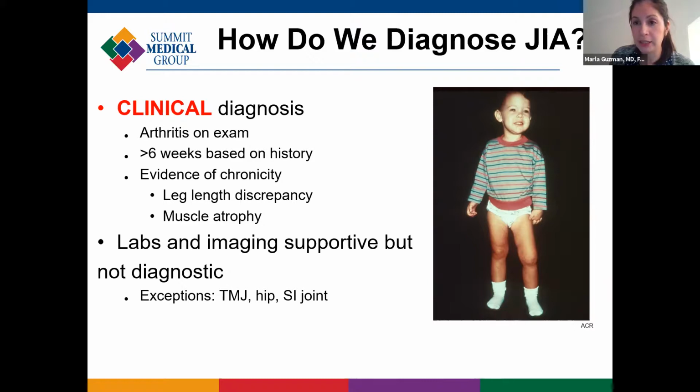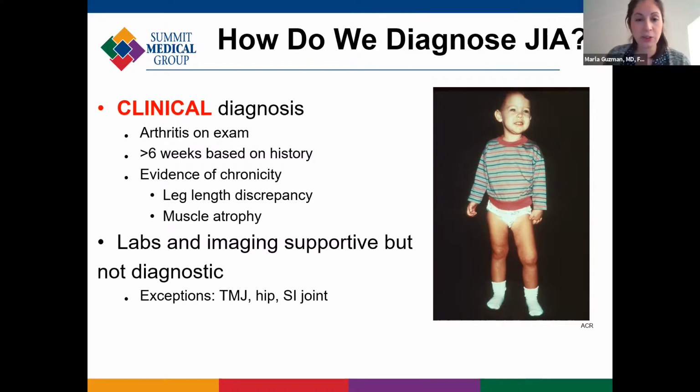For example, the TMJ, or the temporomandibular joint, right here in our jaw, can often be seen affected in juvenile arthritis. Sometimes it's asymptomatic. The child may or may not have pain with chewing. They may not be able to open their mouth wide. They may sometimes have micrognathia or small chin. So on imaging, so MRI of the TMJ joint, that will give us the diagnosis, whether or not there's active arthritis or evidence of past arthritis in the TMJ joint.